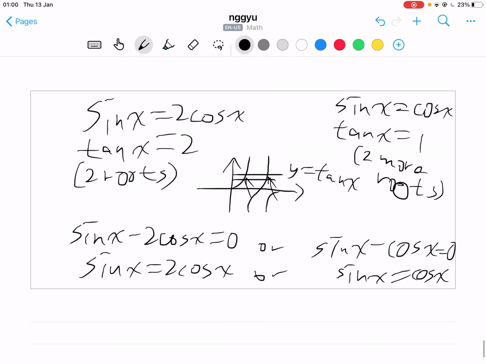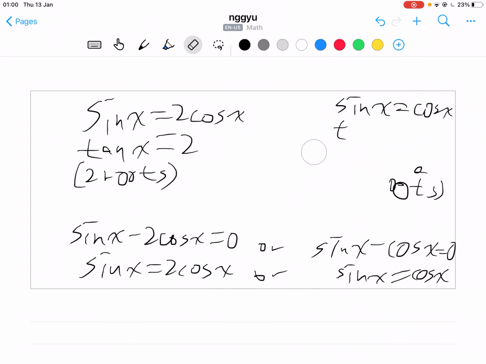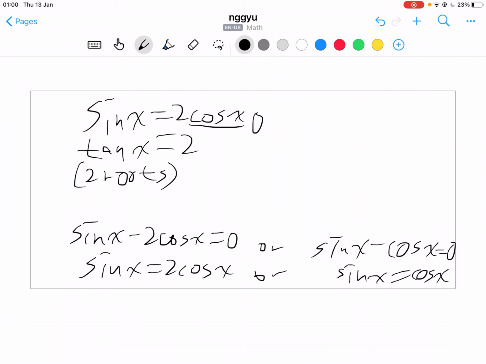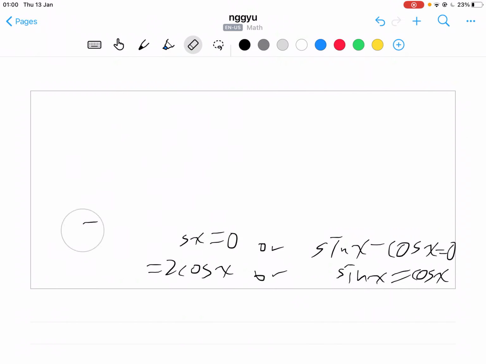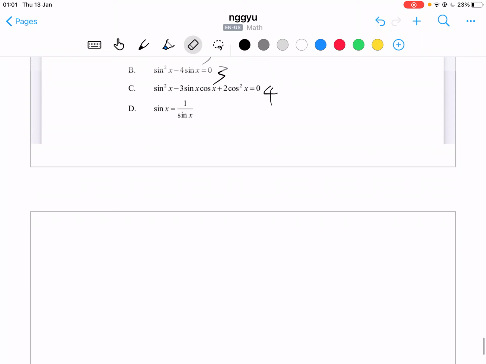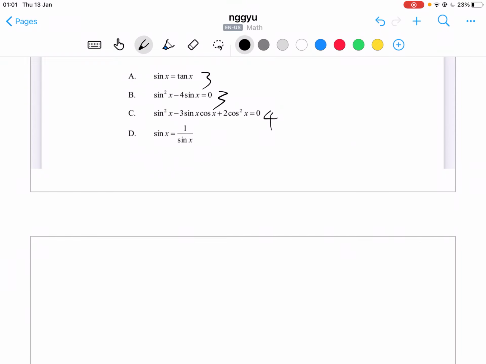So altogether, option C should have 4 roots. Okay, I can explain why I can make sure cosine x is not 0 and I can divide it on both sides. It's because when cosine x is 0, then the right hand side of course becomes 0. And then when cosine x is 0, sine x can only be 1 or -1. So clearly cosine x equals 0 is not a solution. So I can make sure cosine x is not 0 and I can divide it on both sides.